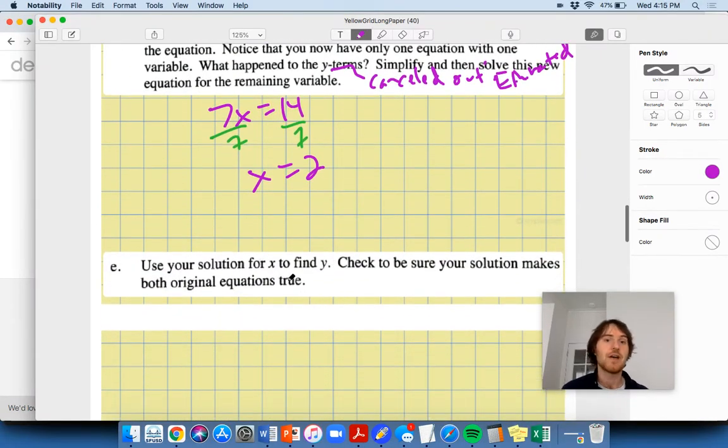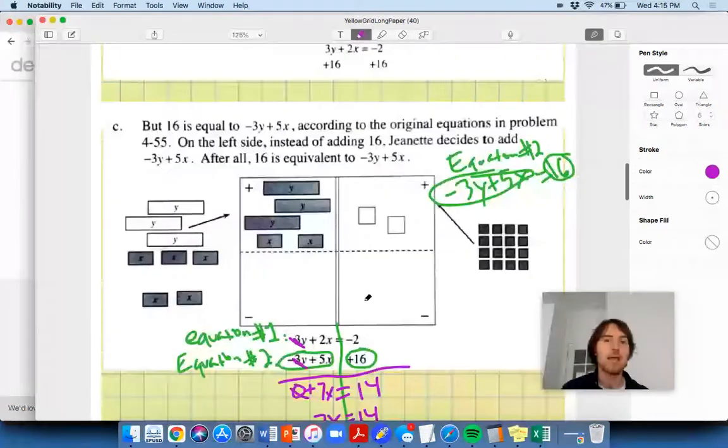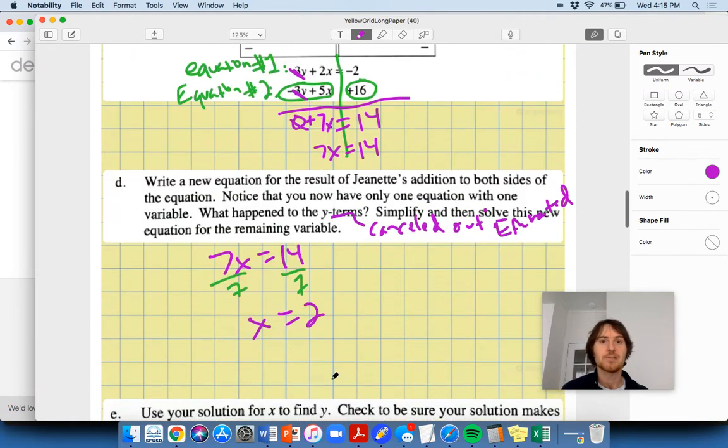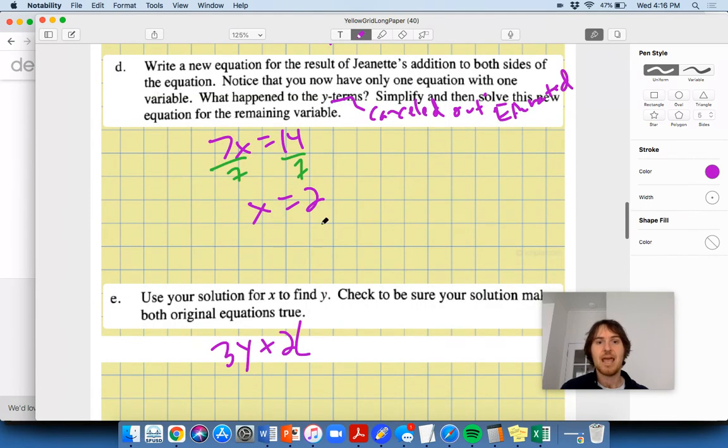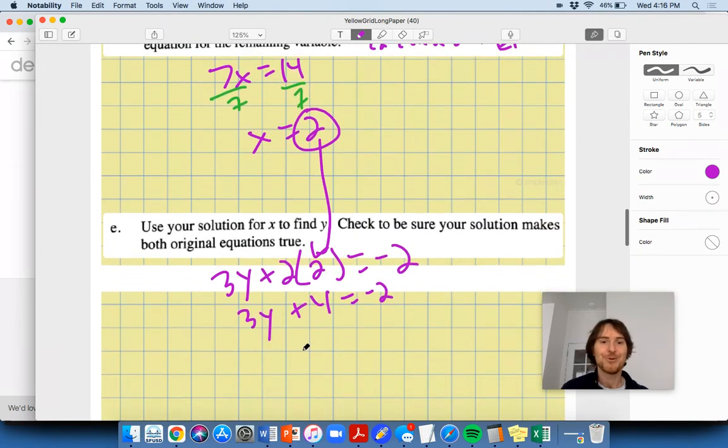Use your solution for x to find y. Well, I can go back to 3y plus 2x is equal to -2, which I did earlier. x I have here is 2, so I'm going to plug in 2 right here, and that equals -2. I already did this. 3y plus 4 equals -2. Subtract 4 from both sides. I get 3y equaling -6. Y equals -2.